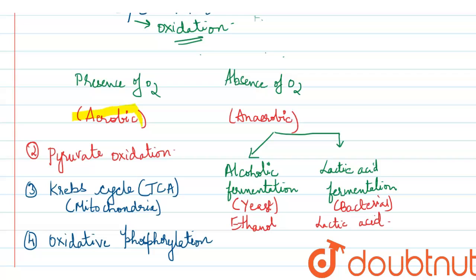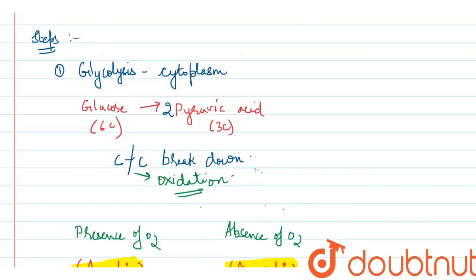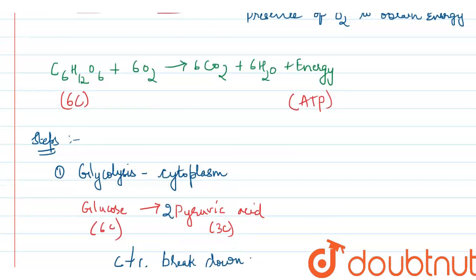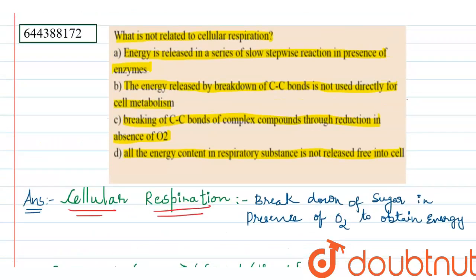So, these are the steps involved in cellular respiration. Aerobic respiration in presence of oxygen and anaerobic respiration in absence of oxygen. These are some of the important points, and let us see the statements given in the question. Statement A is, energy is released in series of slow stepwise reactions in presence of enzymes, which is true. There are various enzymes which help in the process of cellular respiration.